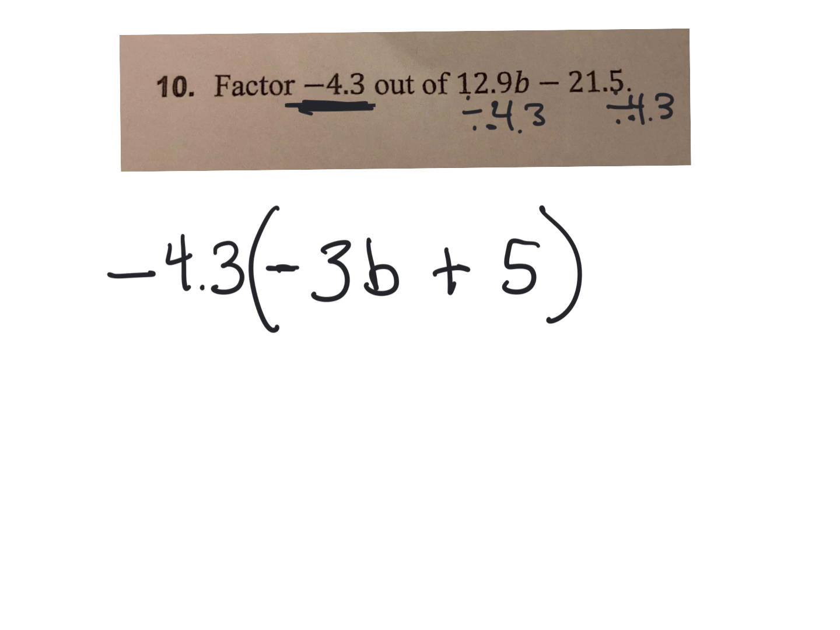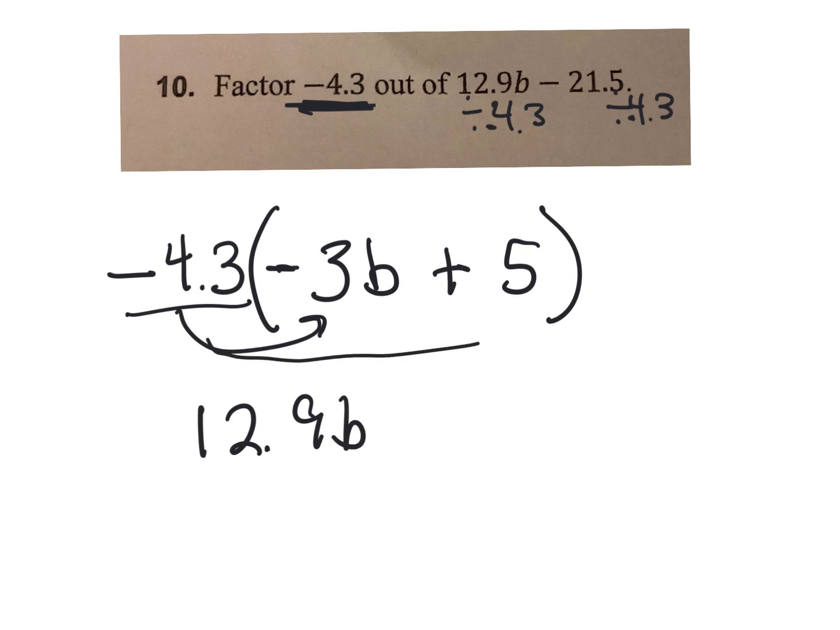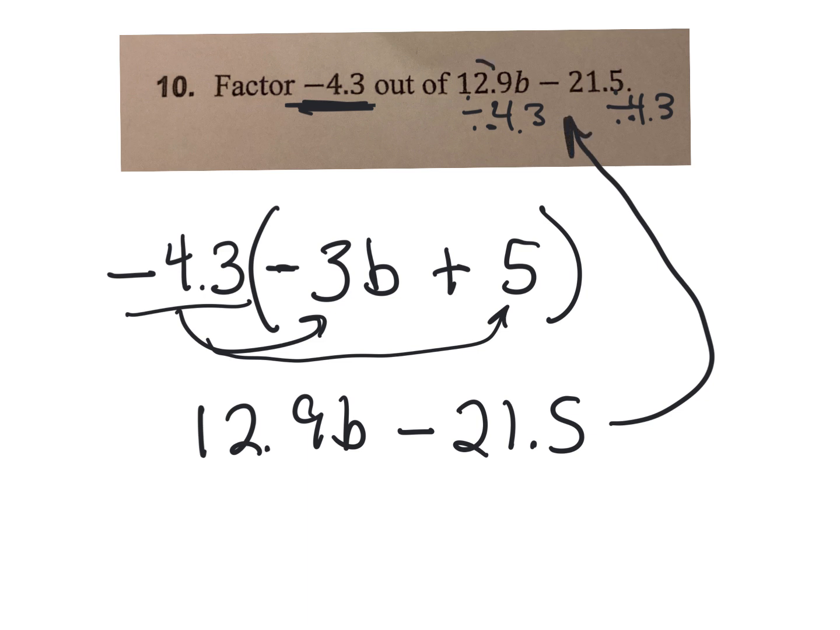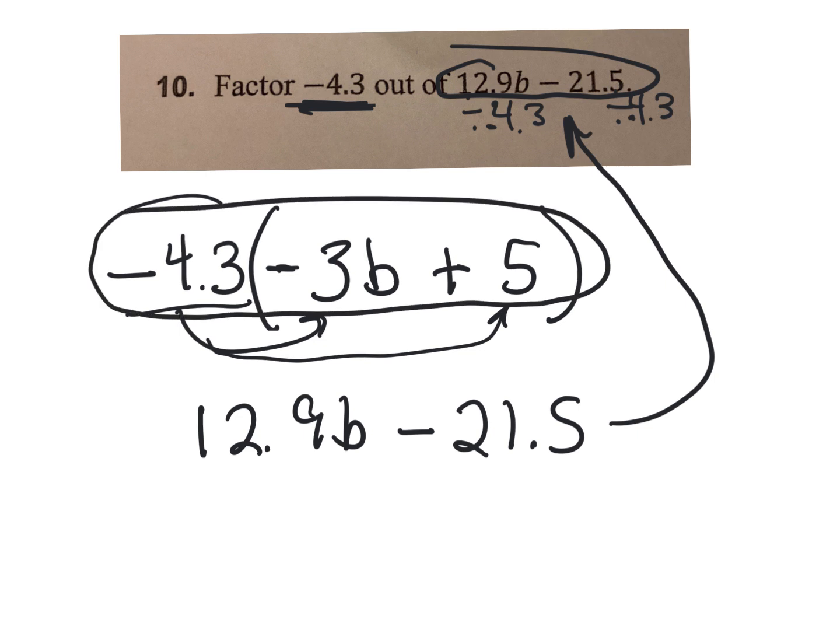And I think I have it, but with this one I want to check to make sure I got my positive and negatives right. So negative 4.3 times 3 is a positive 12.9b. And then negative 4.3 times a positive 5 is a negative 21.5, which is exactly what I started with. So I know I did it right. So this right here is my answer.